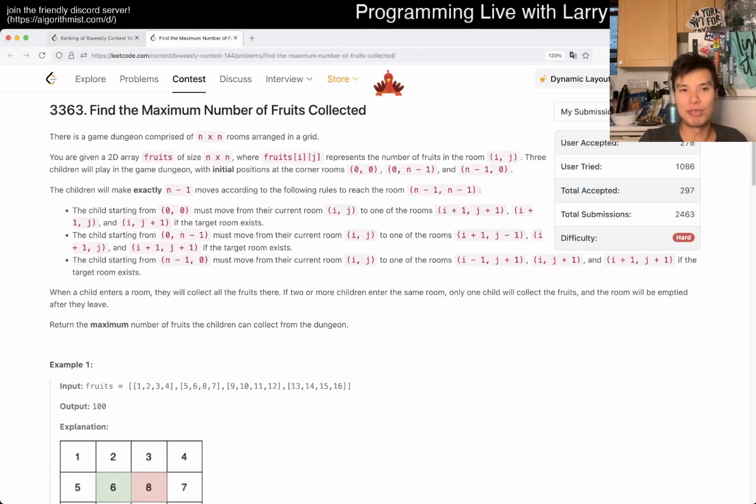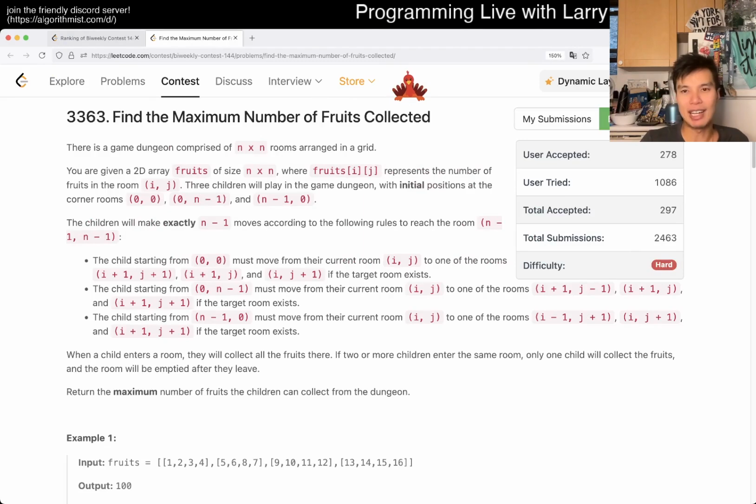This is me going Q4 of the bi-weekly contest 144. Find the maximum number of fruits collected.